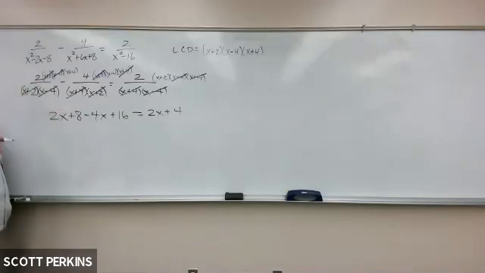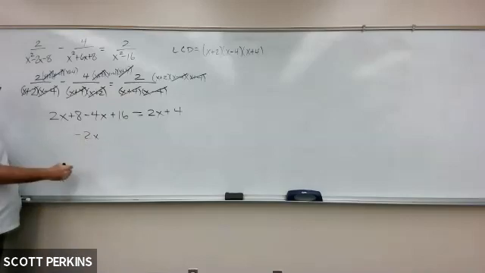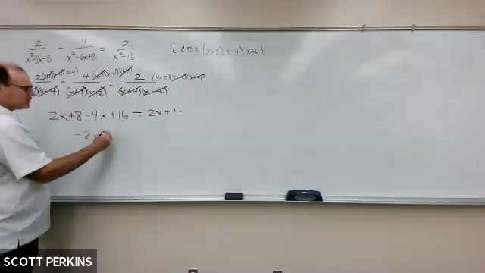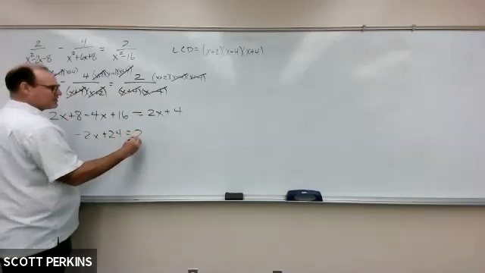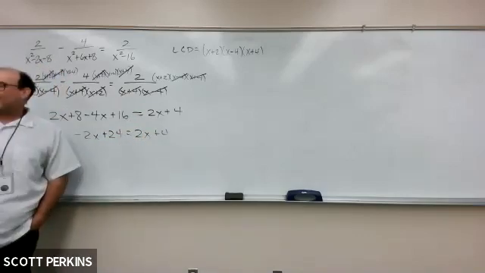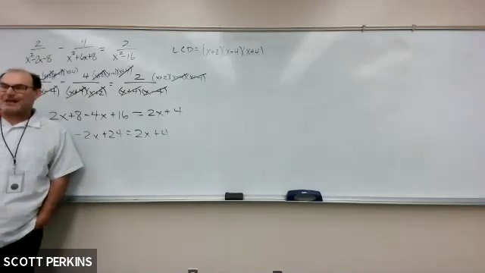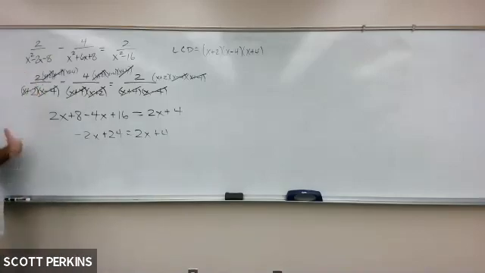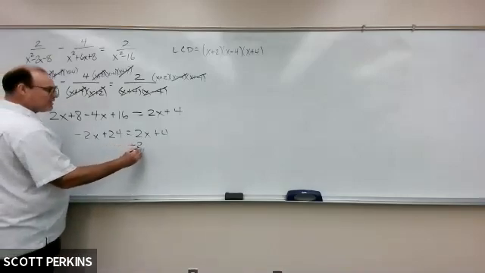Combine like terms: 2x minus 4x is negative 2x. 8 and 16 is 24. On the other side, I've got 2x plus 4. I'm going to get all of my x's on one side. I'm going to get all of my numbers on the other side so that I can divide. I like to put my x's on the left. That's not what you have to do.